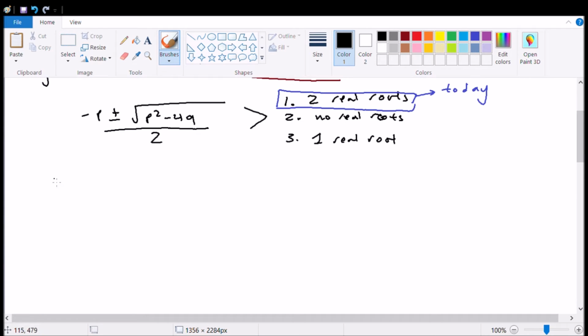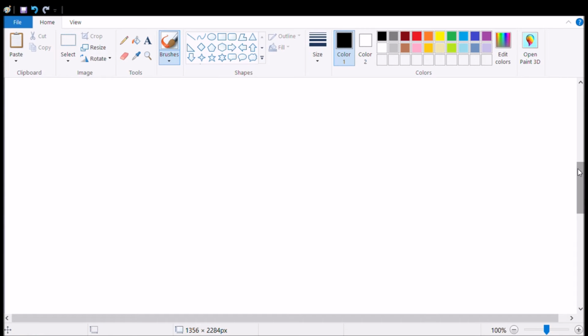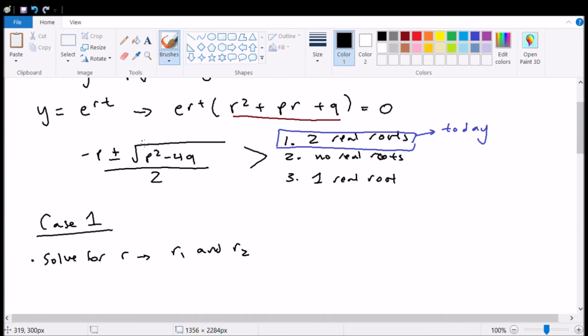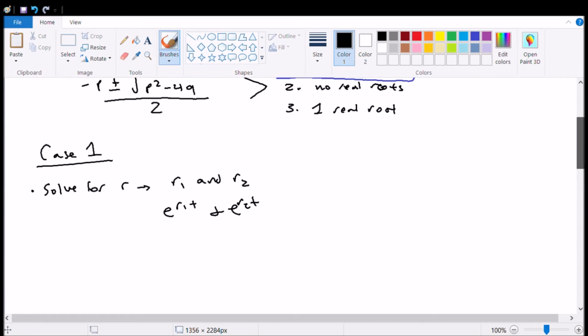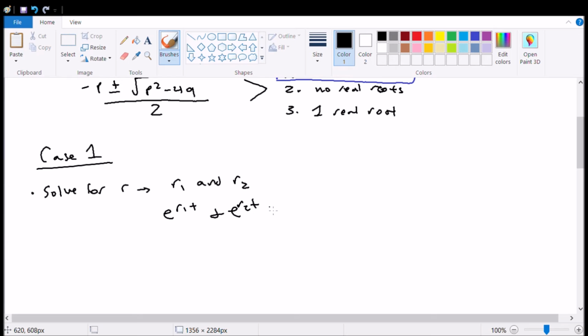Basically, you solve for r, and you get r1 and r2. When you get r1 and r2, you can simply substitute those back into our original form. So you would get e to the r1t and e to the r2t as possible solutions. And it turns out that these two are actually two fundamental solutions. What that means is that c1 e to the r1t plus c2 e to the r2t is the general solution for this case 1.